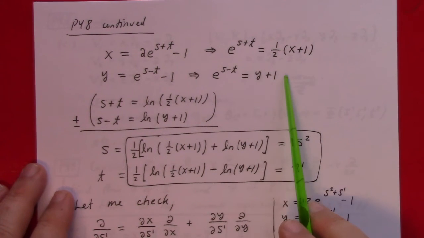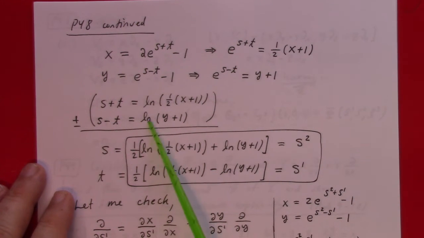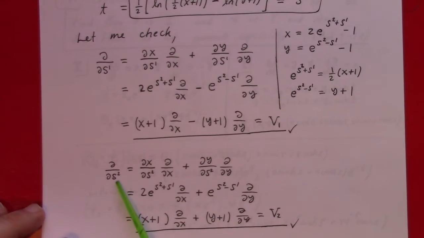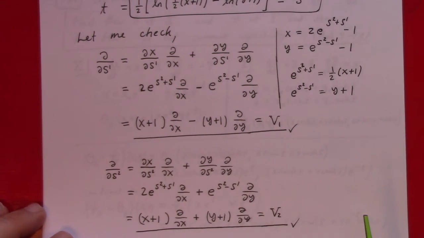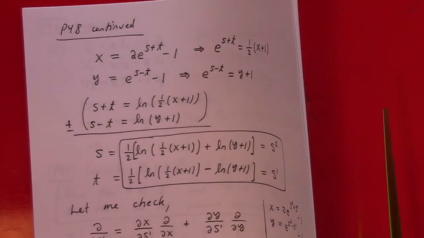I get that, which then gives me s plus t is log and s minus t is log of that. If I add or subtract those, I get this for my s2 and that for my s1. As a check, when you calculate partial s1 as such, you get this and that and that and that, which is what we wanted. I double checked also down here, partial s2 does in fact work out as I claimed. So hooray! You can do the math. That's pretty neat.